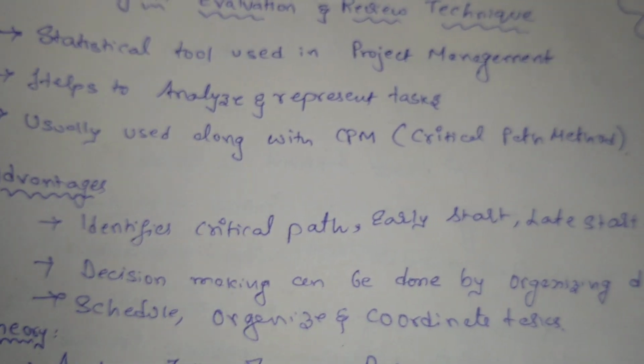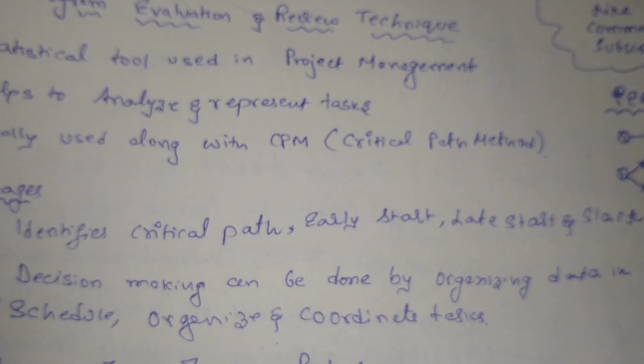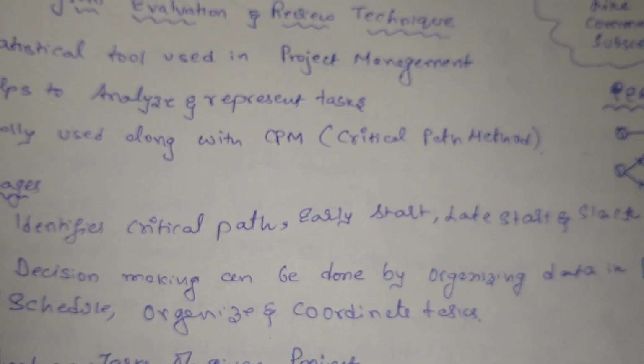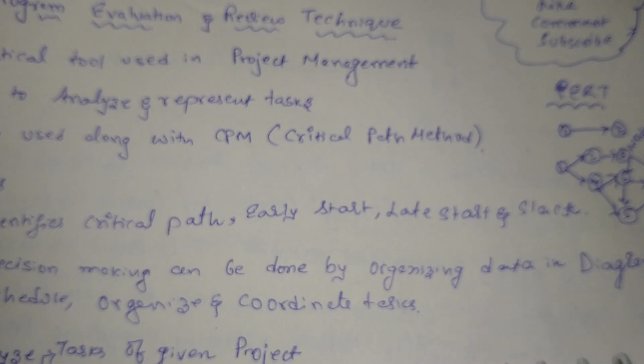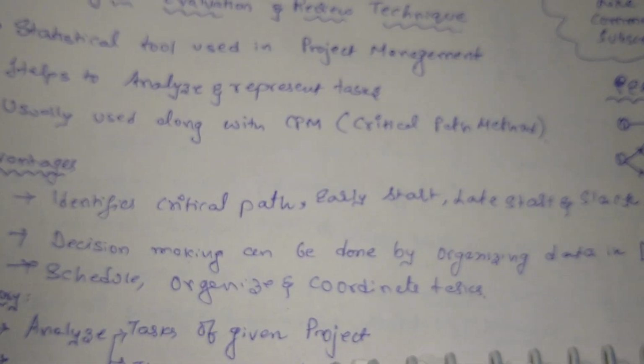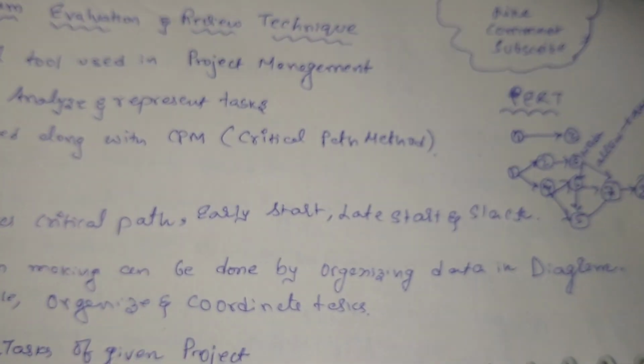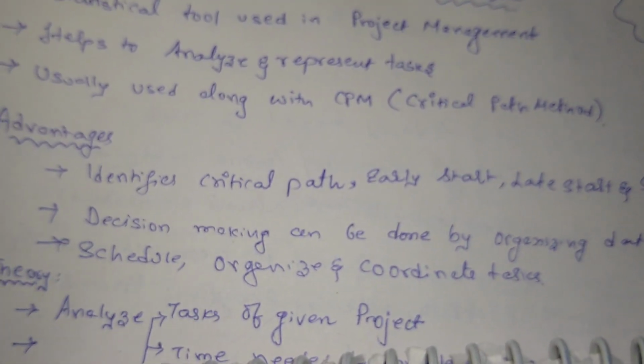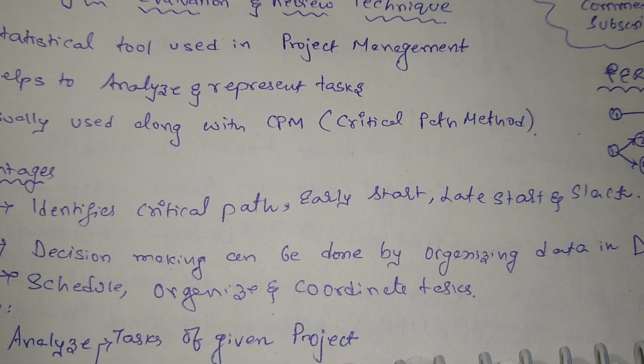There are advantages for this. Advantages are it identifies the critical path, early start, late start and slack. Decision making can be done by organizing the data in a diagram. Schedule, organize and coordinate the tasks.